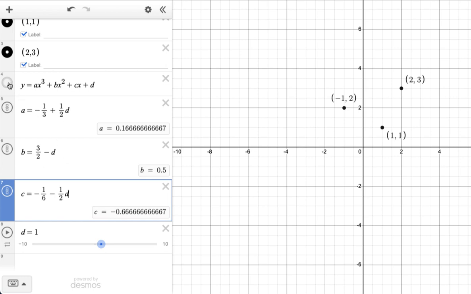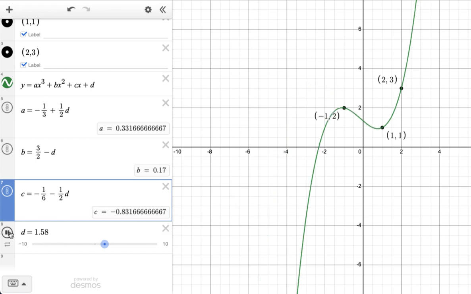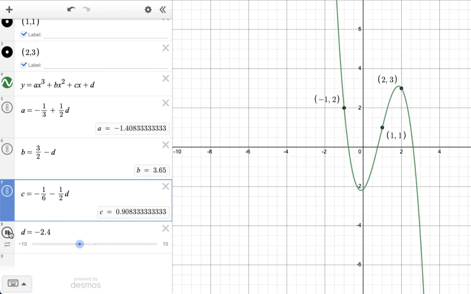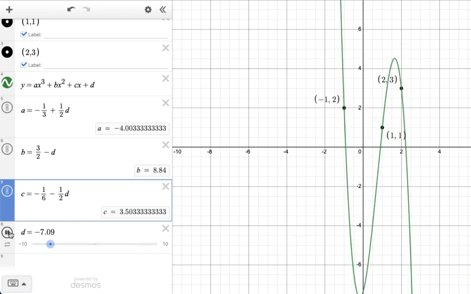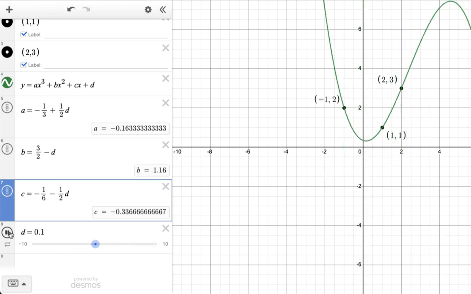Now let's reveal the graph. And notice that for this choice of D, when D is 1, I have a graph that passes through the 3 points. But now I'm going to play the slider, and you can see that as we pick different choices of D, we simply get different cubic graphs that do happen to pass through these 3 points. So there are infinitely many possible answers here.